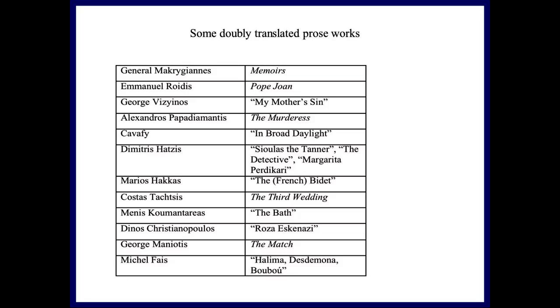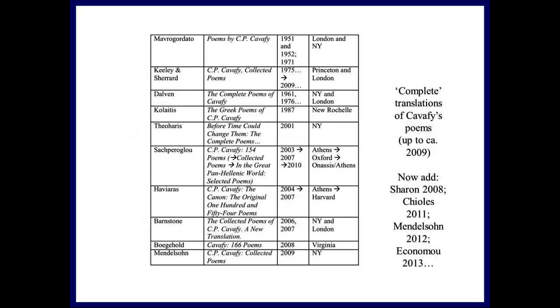With the census, we shall make evident the authors and works that have been multiply translated and discussed in English. For instance, here there are a number of doubly translated prose works. We also are able to show you now the familiar list of the multiple successive translations into English of the complete poems of Cavafy.